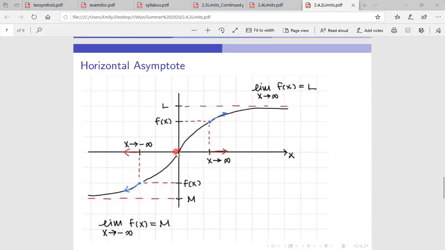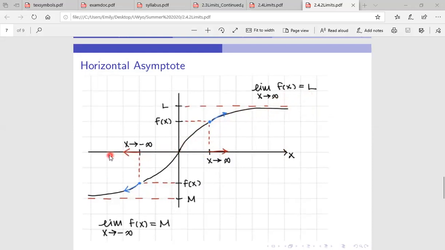So here I have a function, and we can see from 0 towards positive x, no matter how big I make my x, I approach this line L, but I never touch it. So x is getting larger and larger, and my function value is getting as close to L as possible without actually touching it. And that's the same as saying the limit of f of x as x approaches infinity is equal to L.